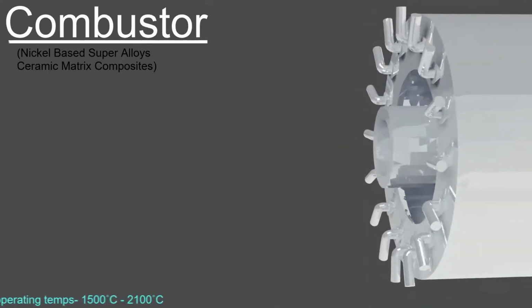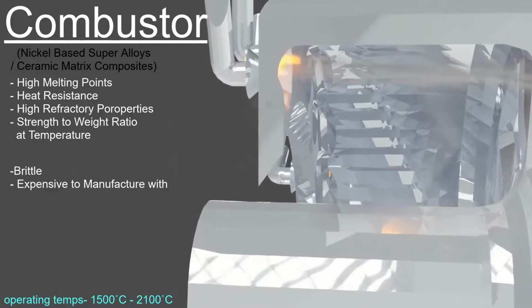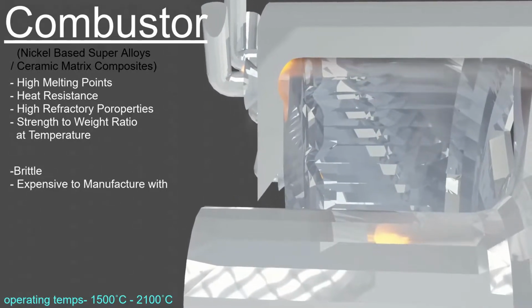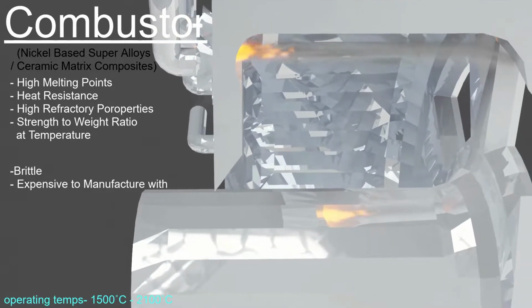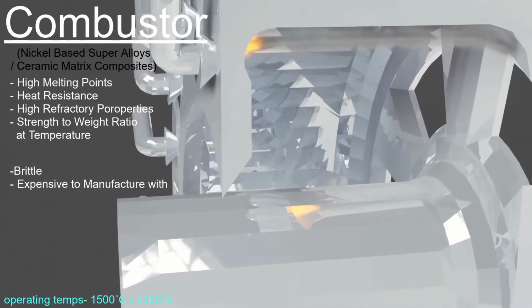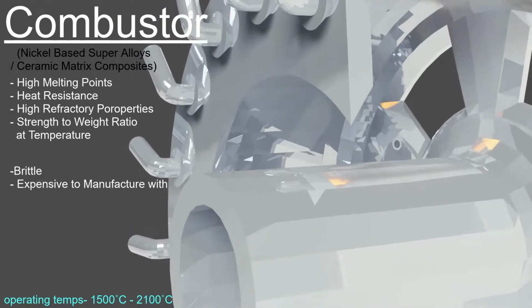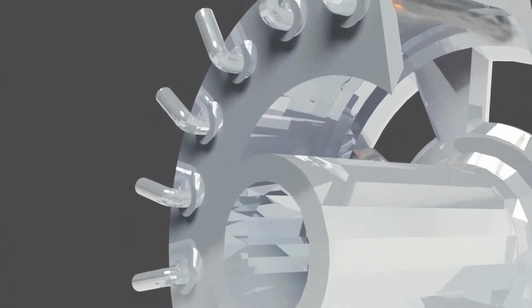There are no moving parts in the combustor, so material selection prioritizes thermal and refractory properties. Like their counterparts, nickel-based superalloys have improved heat-resistant properties due to their denser atomic structure. CMCs have extremely high melting points and an ability to maintain their strength-to-weight ratio at temperature.